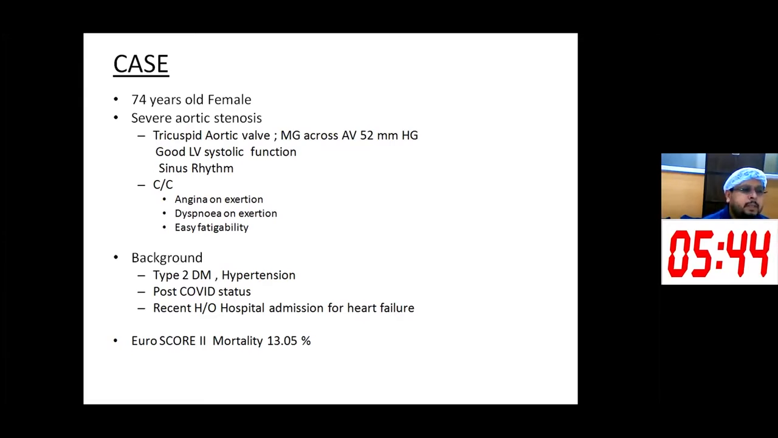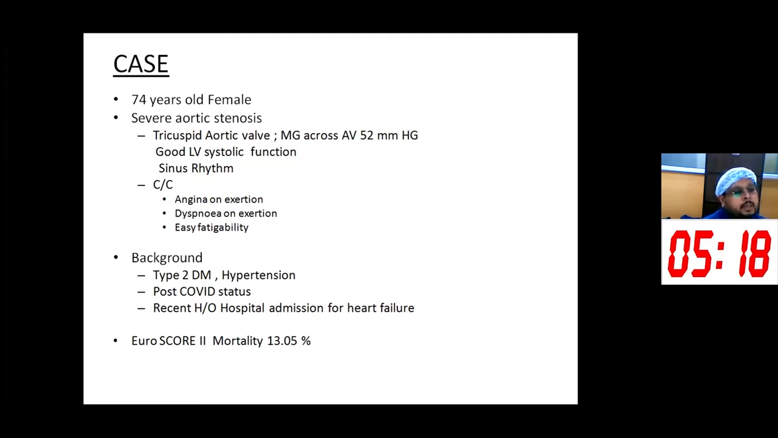She mainly presented with angina on exertion, dyspnea on exertion, and easy fatigability. She has a background history of type 2 diabetes mellitus and hypertension. She was recently detected with COVID without much of any symptoms, and she was admitted around 2 months back with heart failure.